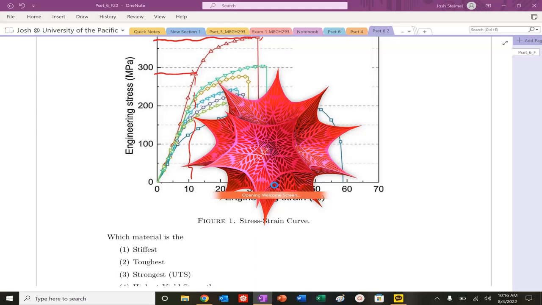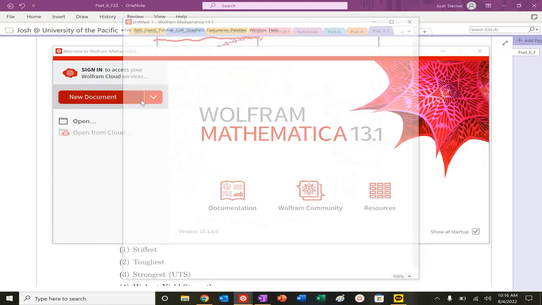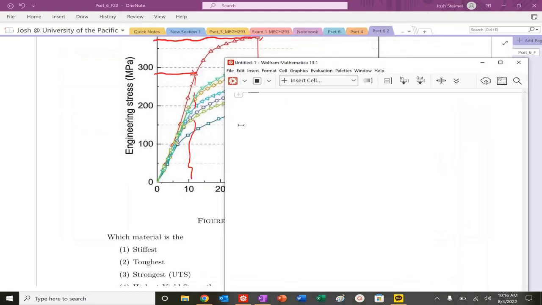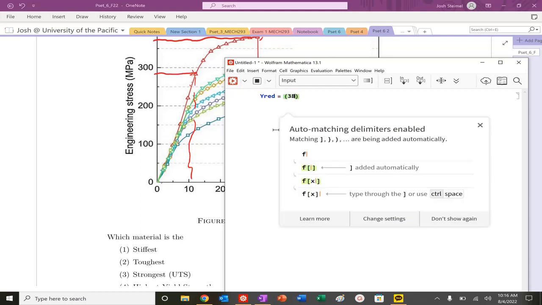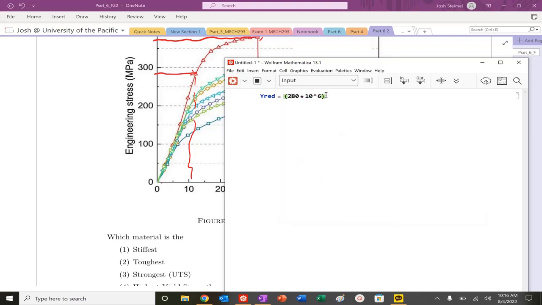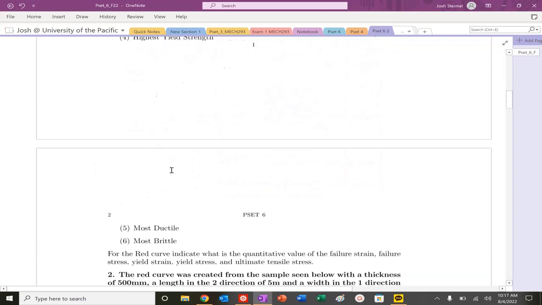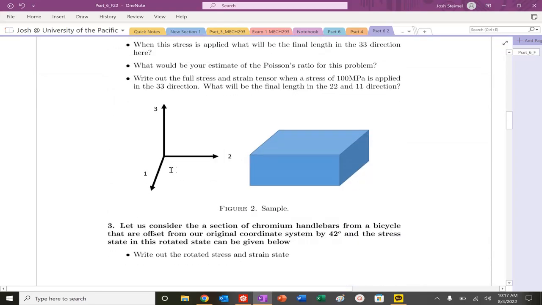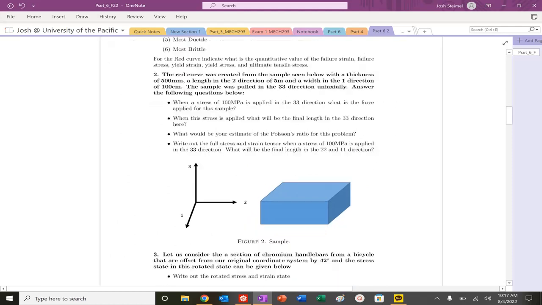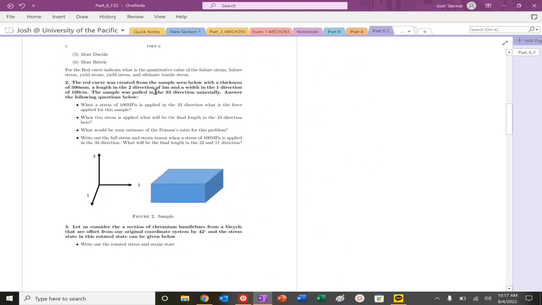I need my material properties. I need my Young's modulus for this system. So I'm going to measure. Basically I'm going to get my Y red is equal to 280 times 10 to the 6 divided by approximately 0.01. Why am I doing 0.01? Because I don't want percent, I want that. So it's about 28 gigapascals. So maybe a less compliant or less stiff metal.